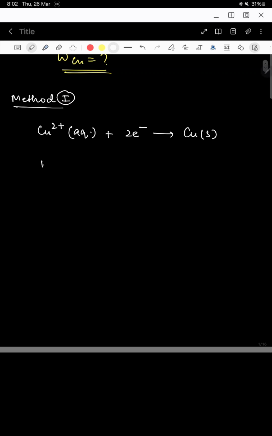So first we have to determine the equivalent mass of copper in this case. So what will be the equivalent mass of copper? You must know it is atomic mass by valency factor. So I am writing the formula also. For elements, it is atomic mass by valency factor. So atomic mass of copper is 63.5 and the valency factor here will be 2. Why? Because it is accepting 2 electrons.